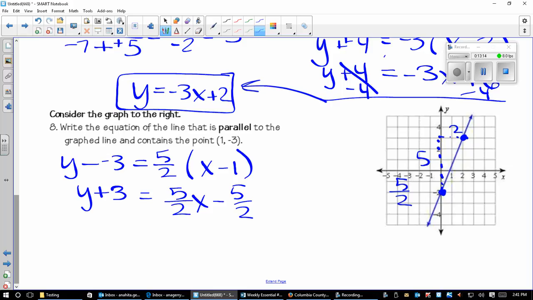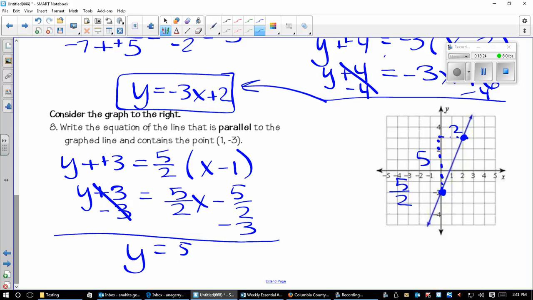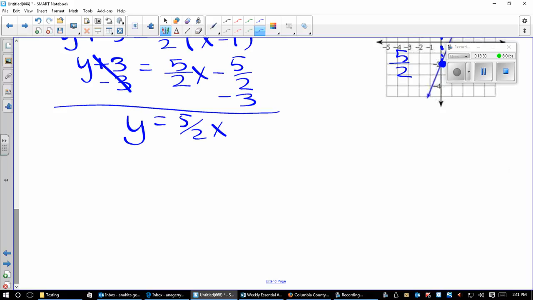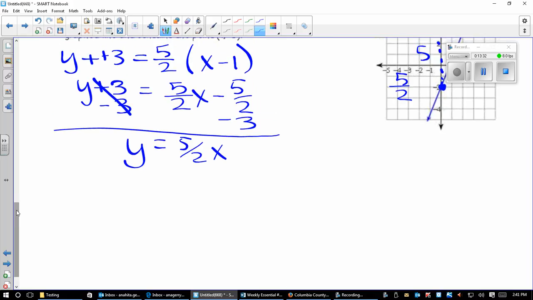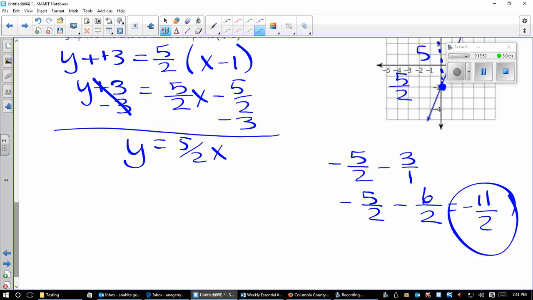Now I need to solve for y, so I'm going to subtract 3. Did you see how I just made that into a plus sign? Because that minus and negative turns into a plus. And now we're going to subtract 3. So we get y equals 5 over 2x. Now it's time. What is -5 over 2 minus 3? Can we do some side work now? Minus 3, right? I'm going to change that 3 so that it has the same denominator of 2, because right now it's a 1. But if I multiply 1 times 2, 3 times 2 is 6. -11 over 2. Cool.